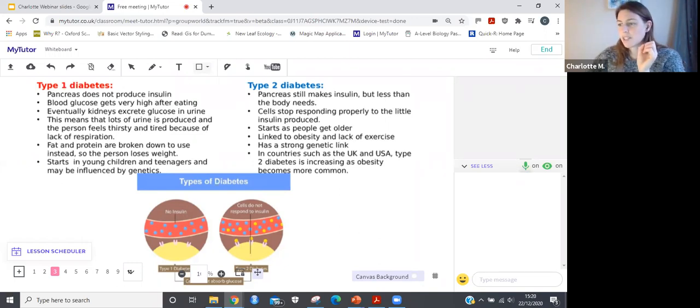If type 1 diabetes means that blood glucose gets very high, why does this mean there'd be a lack of respiration? Because in type 1 diabetes, the blood glucose levels are high, but there's no insulin to act as that key to get it into the body cells where respiration takes place. So there'd be no respiration because that glucose doesn't get into the body cells. It's only in the blood.